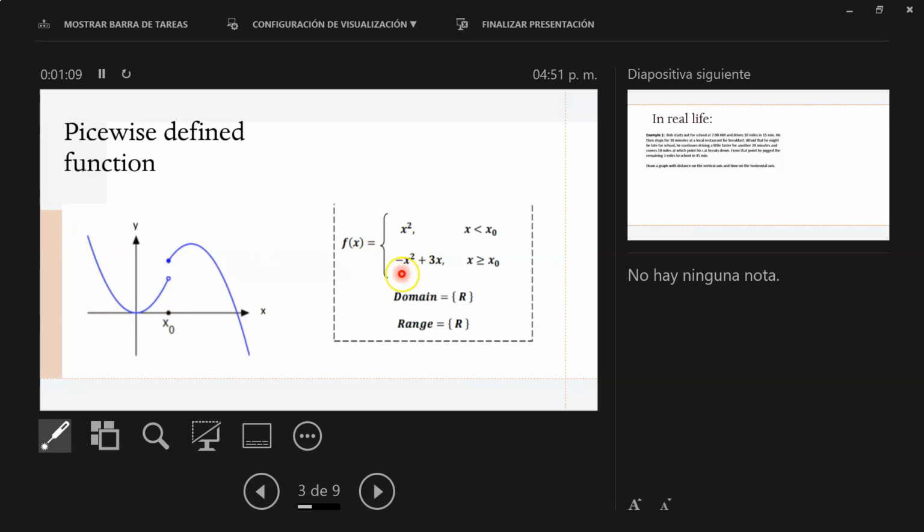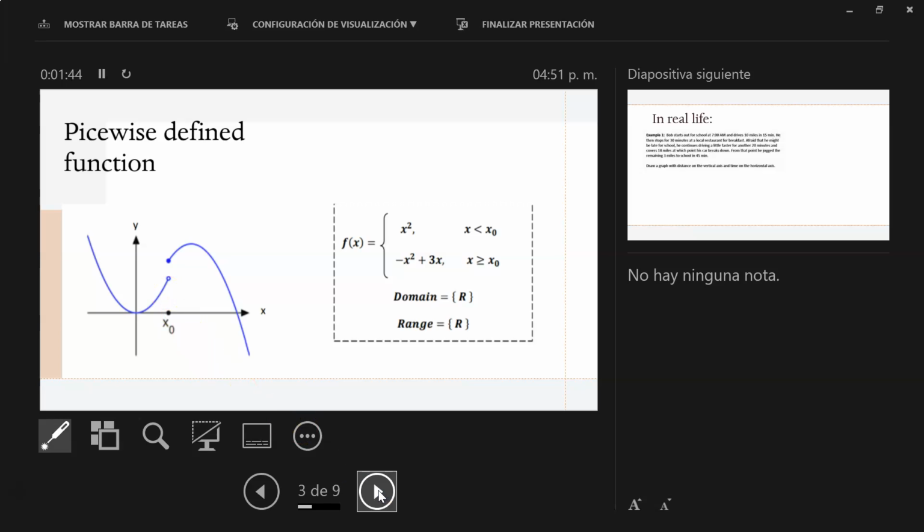So x squared is a function that works for every value on the left of 1. And then negative x squared plus 3x, that is a parabola that opens downwards, is the function that works for the values that are greater or equal to 1, or x0 in this case. That's why here we have a point over here, because at exactly x0, the second function is the one that works, okay? The domain in this case is all the real numbers, because you can have values from negative infinity to positive infinity. And the range also, if you scan the y-axis, can have values from negative to positive infinity.